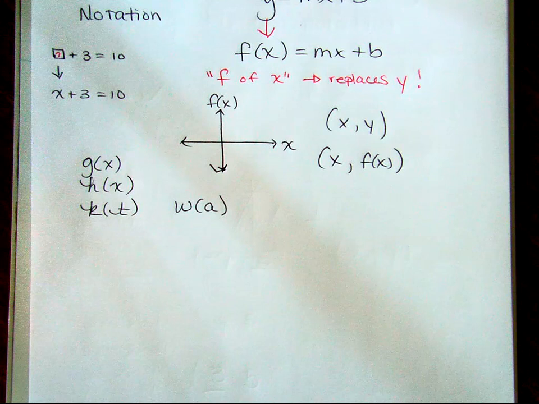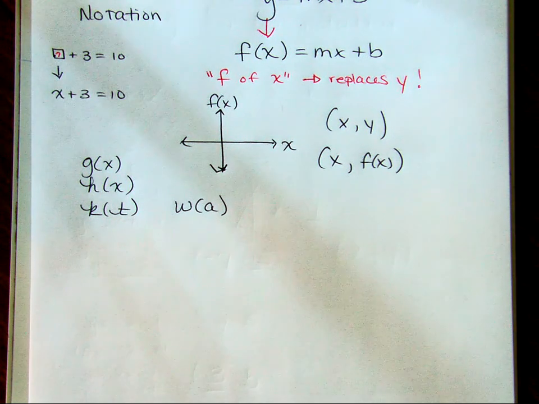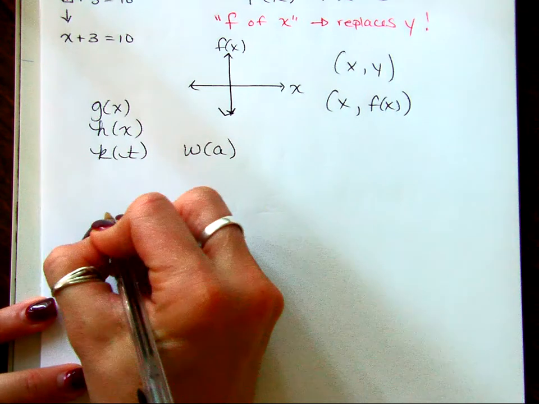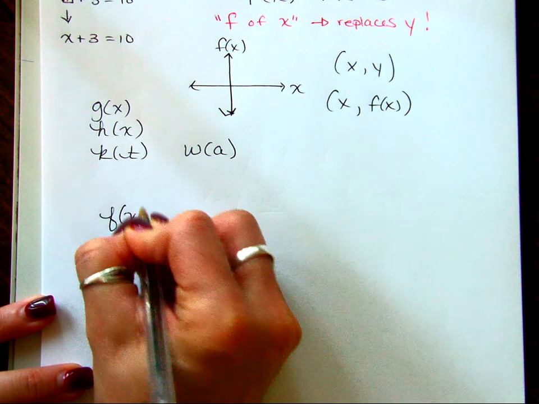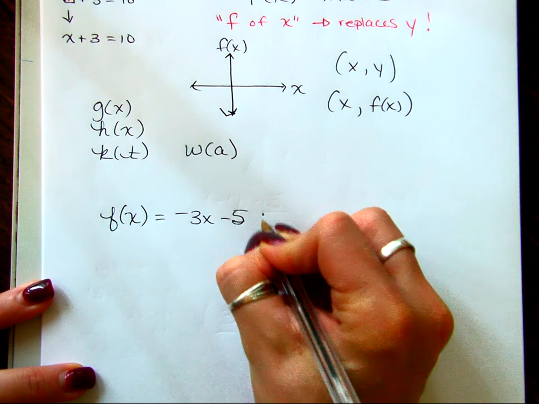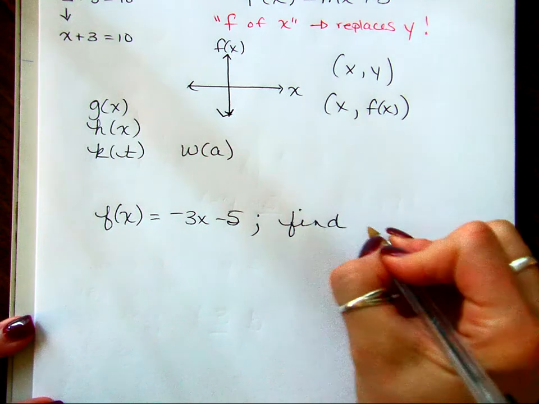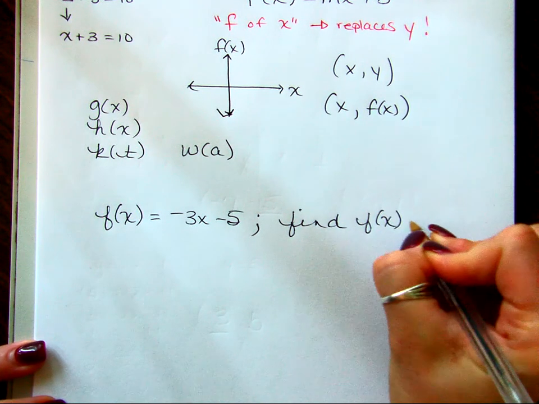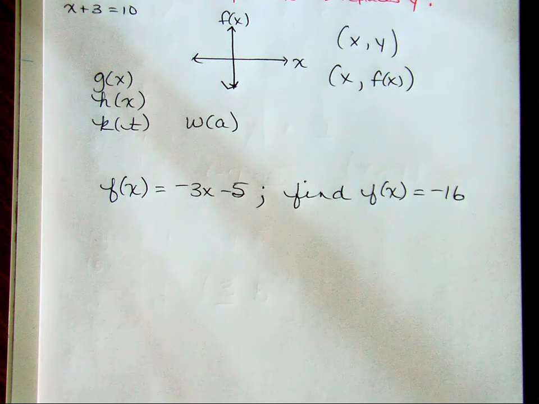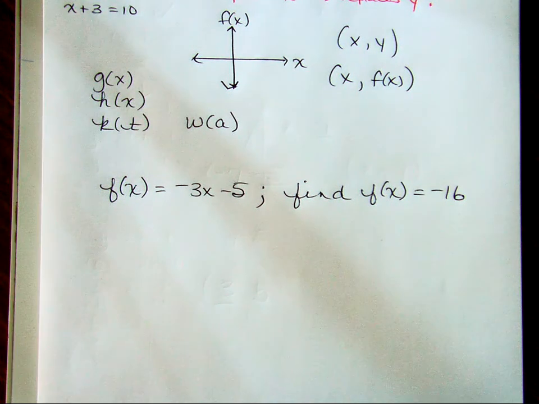Okay, so what does this mean? Everything I've showed you is just kind of like a prep for what we're about to do. And I do want to say one thing. I'm going to give you a problem. So let's say f of x is equal to negative 3x minus 5. And then I'm going to say semicolon. I want you to find f of x equaling negative 16. Okay, that looks crazy, especially because we just learned about f of x. And you know it's all about a simple substitution.